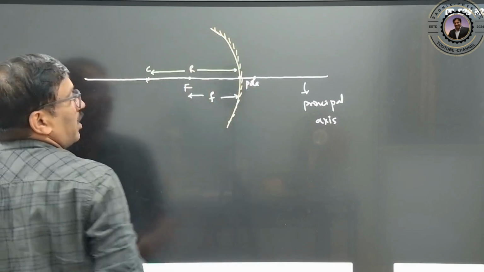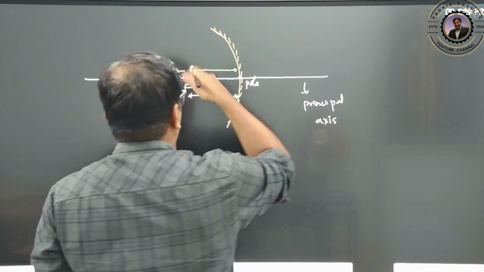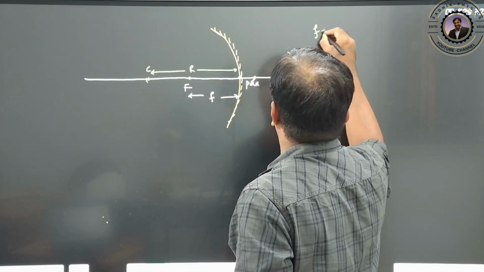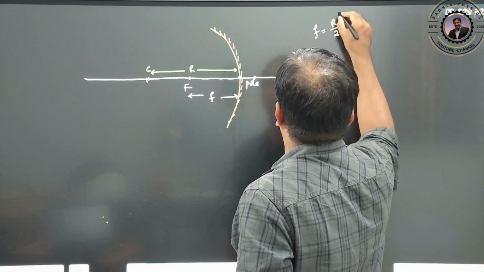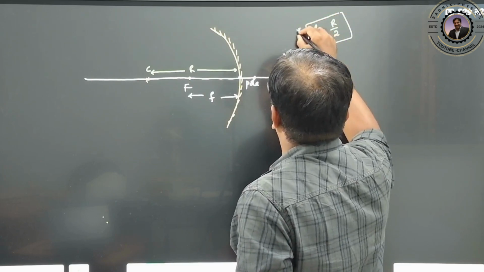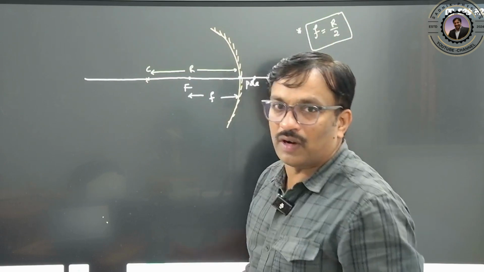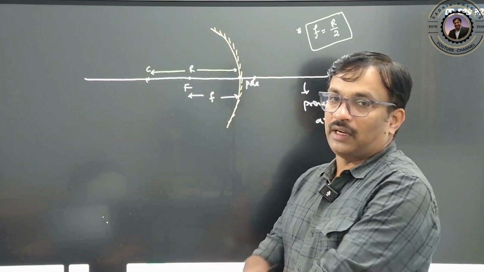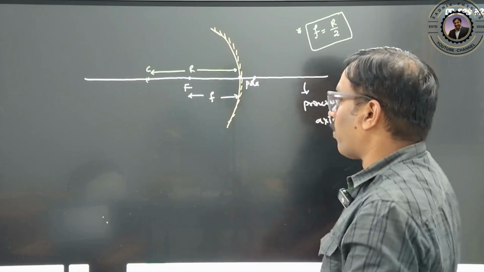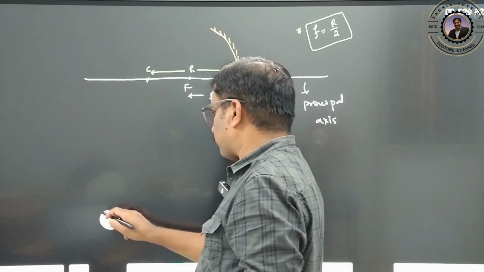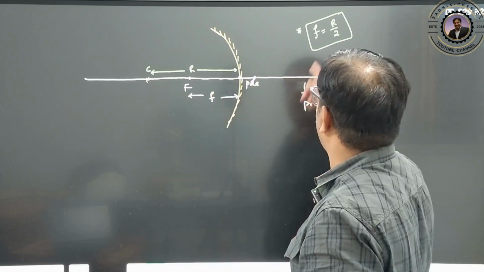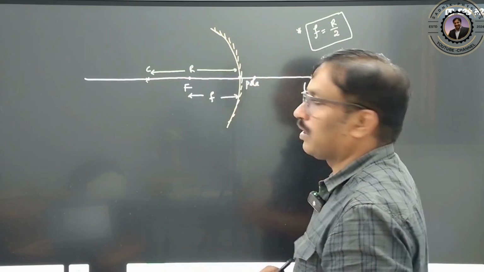So we can have some relations here. Focal length will be equal to half of the radius of curvature. Keep this in mind. If you really want the derivations, I'll discuss them in a separate video. Right now we'll go for a competitive exam level. So this is your center of curvature, the radius of curvature, and the focus.